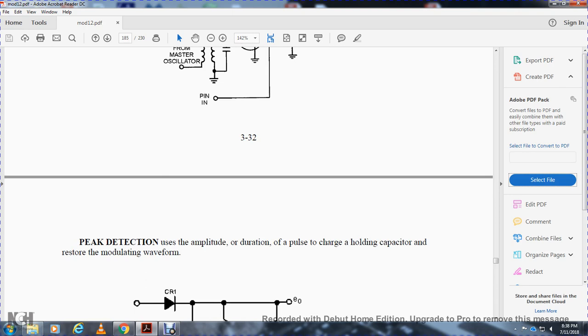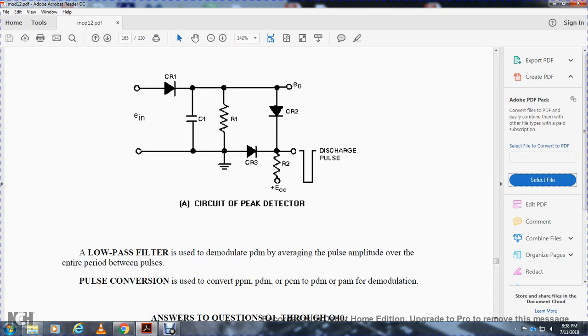Peak detection: the amplitude, duration, and pulse charge a holding capacitor, restoring the modulation waveform. A low pass filter is used to demodulate the positive pulse. In demodulating pulse duration modulation, the average of the pulse amplitude over the entire period between the pulses is converted.